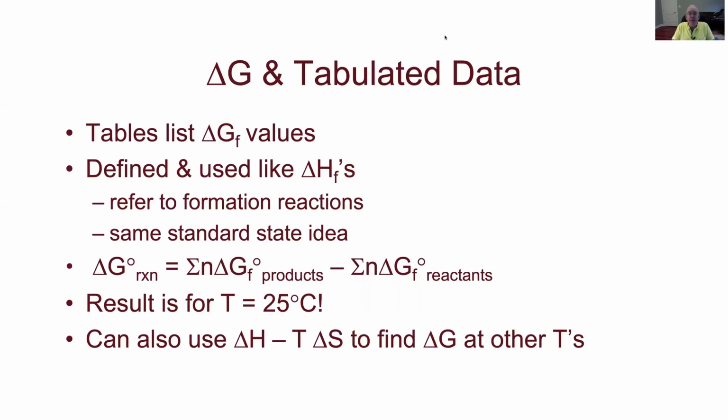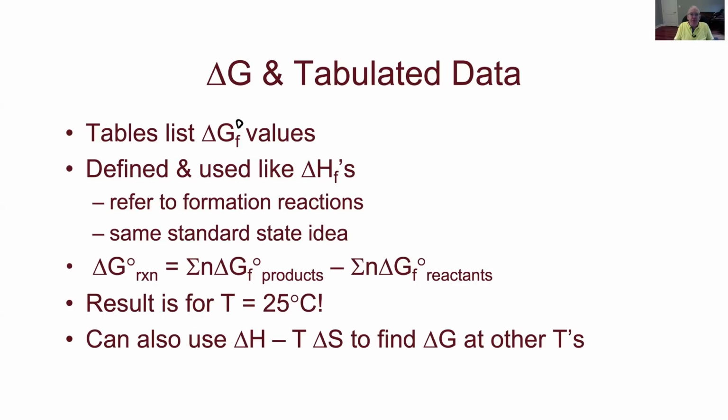All right, so delta G values also appear in your thermodynamic tables, like the ones you've been using to look up heats of formation and entropies. I should probably have put the little thing on there, so let me write that in, okay? When I look up delta G's, what I find are delta G's of formation. They have that subscript F again.